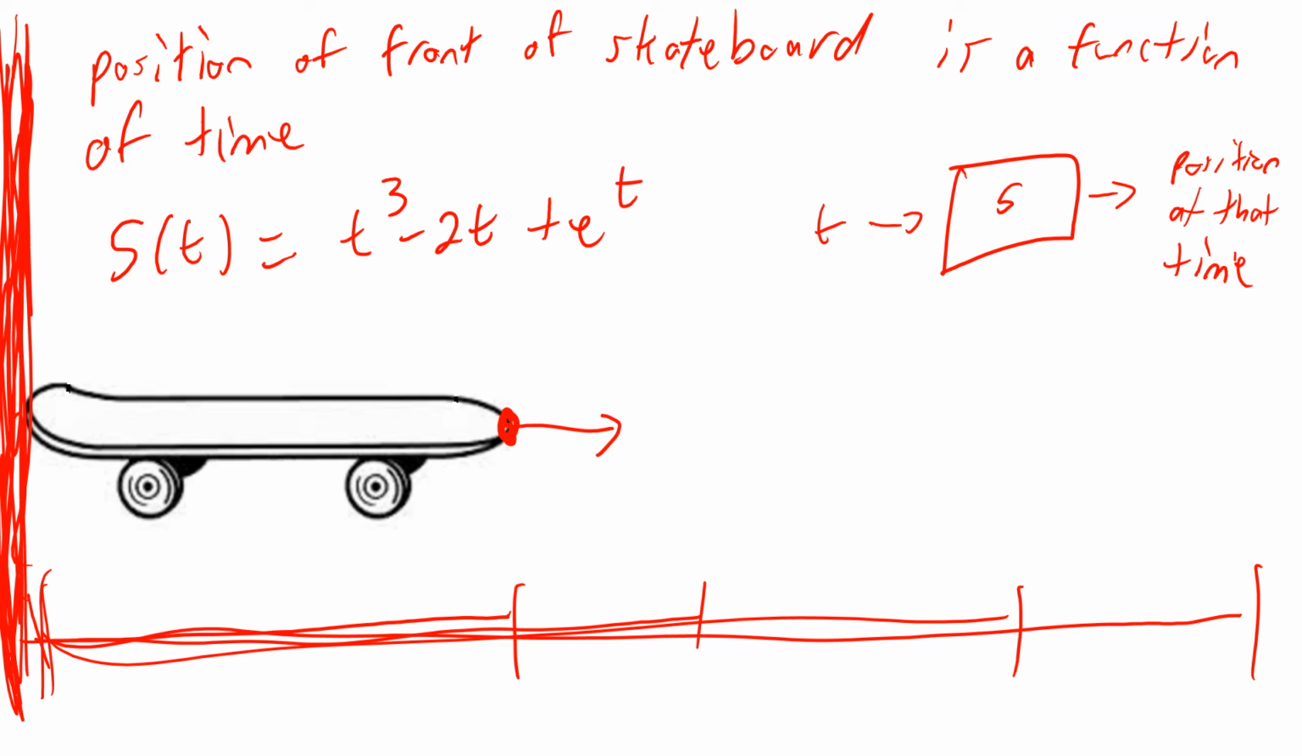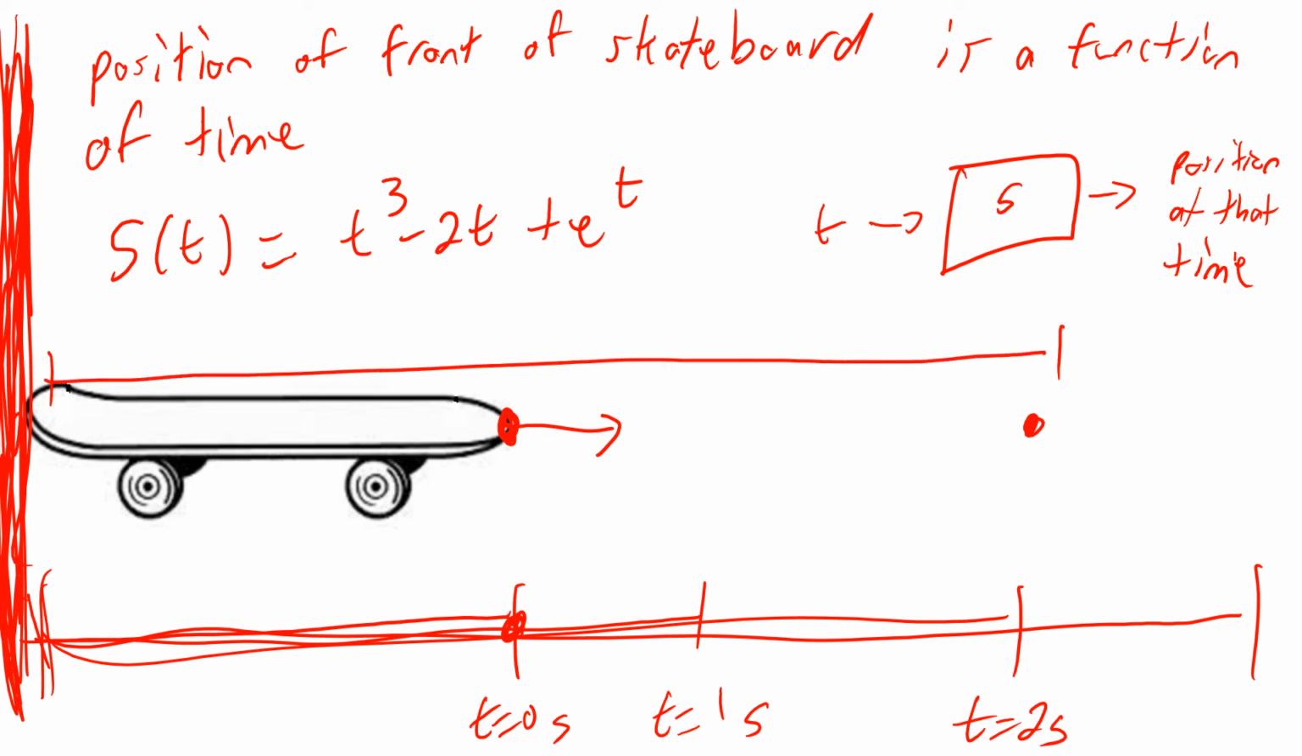So at time 0 seconds, the position might be here, t equals 0. This might be at time 1 second. This might be at time 2 seconds. So if I want to know the position at time 2 seconds, and I don't know what that position is, basically I'm asking for this distance here, you'd plug 2 seconds into the position function, and the output would be the position at that time. Okay, so that's the way the position function works.